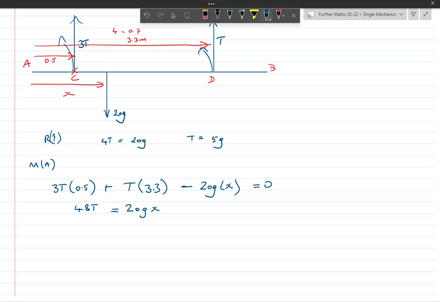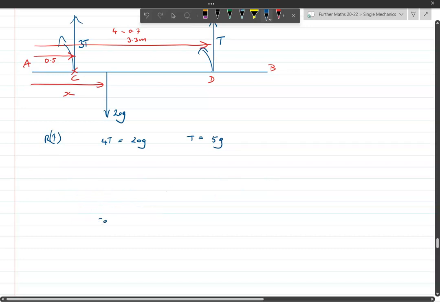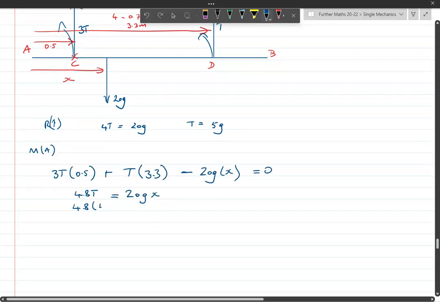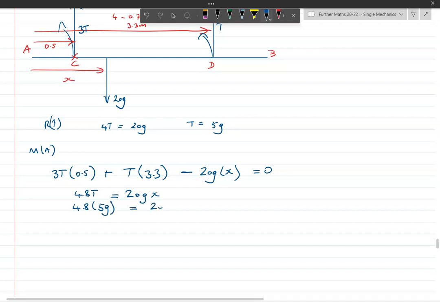But T is equal to 5g, as we've already found. Sorry about that, I'm not sure what happened there. Anyway, so that's 4.8 times 5g equals 20gx. The g cancels, as it so often does, particularly with moments questions. And so we are then left with x is equal to 24 over 20.